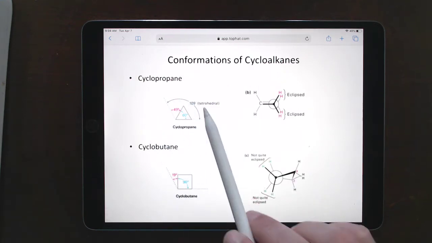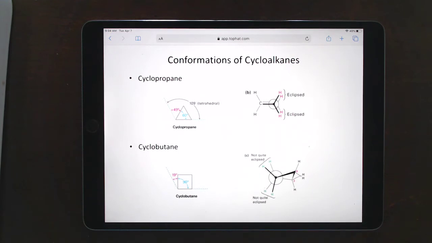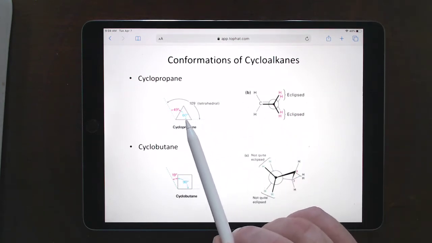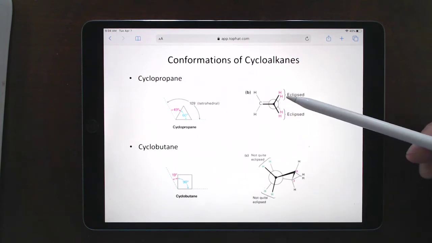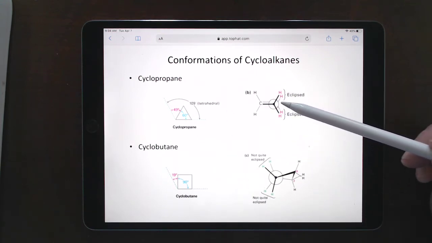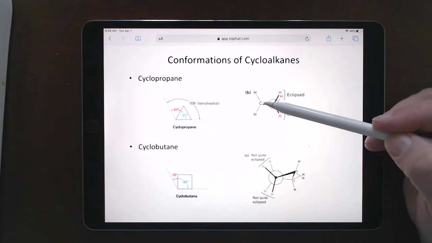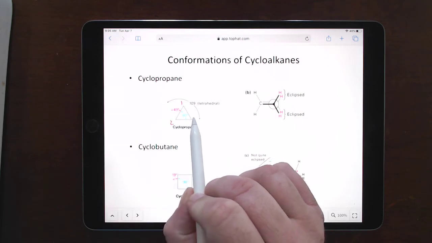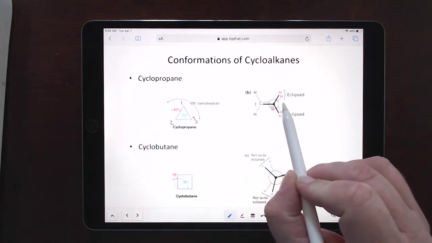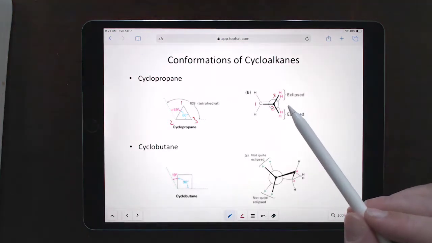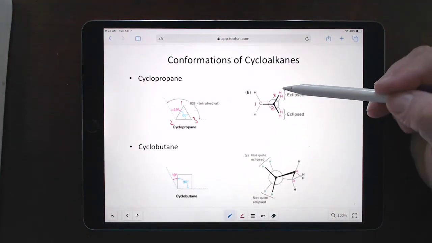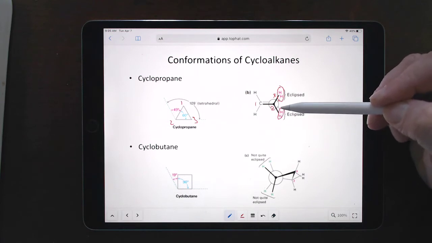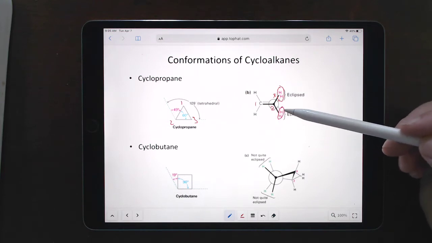Okay, so for cyclopropane, the reason why we talked about Newman projections before is because we can use this to explain what's going on with the cycloalkanes. So with cyclopropane, if you look at it as a Newman projection, say this is atom 1, 2, and then 3 is behind, notice how you've got these really nice eclipsing hydrogens here.